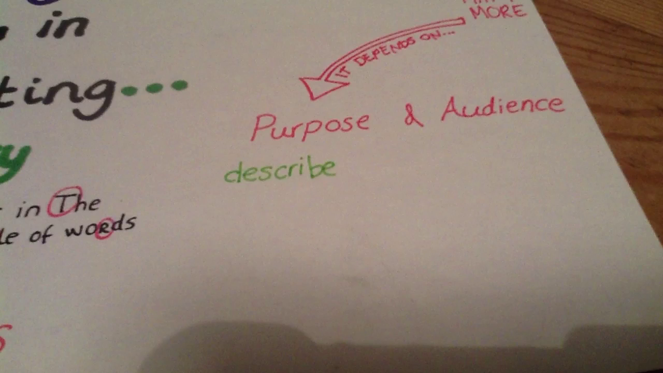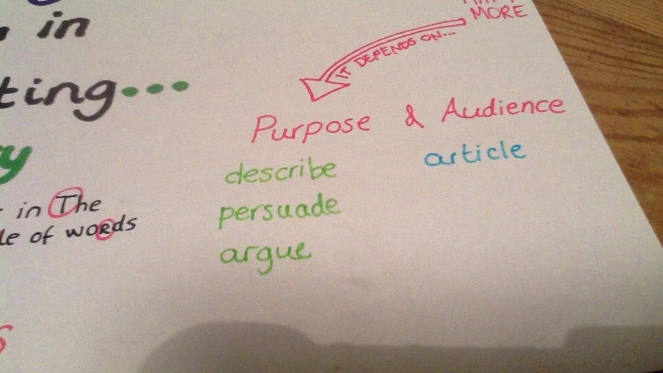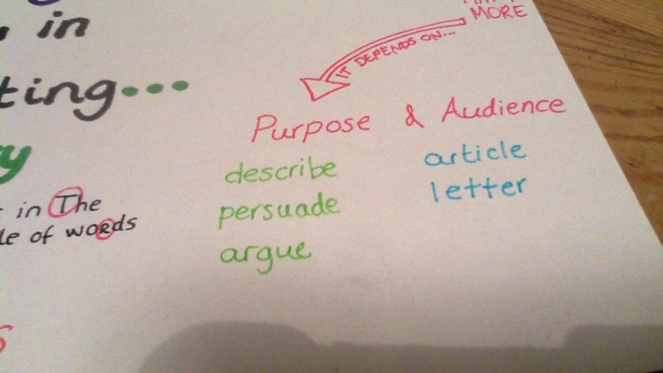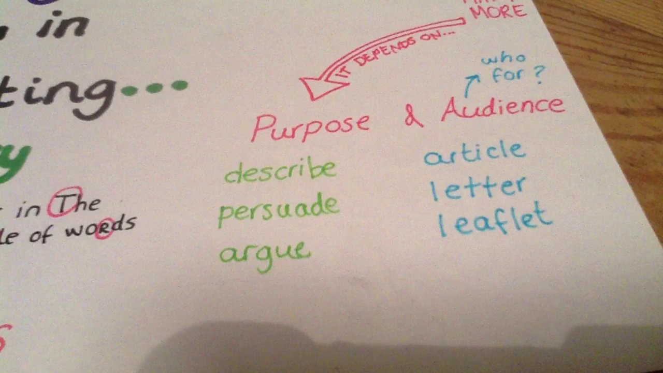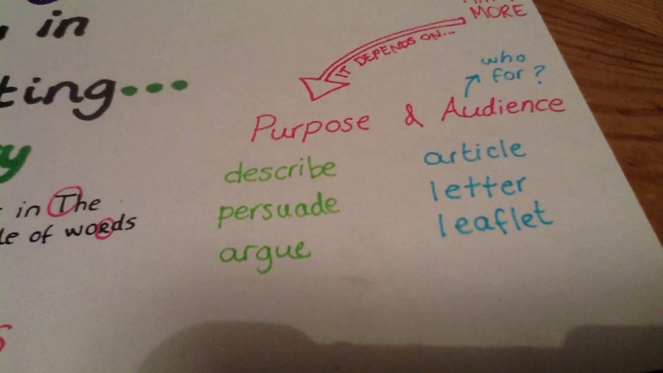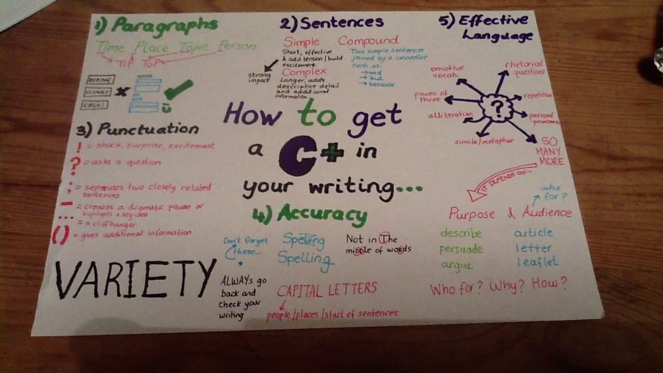Now, there's lots of different purposes. It could be to describe, persuade, argue. There's lots more. And you might be asked to write an article, a letter, a leaflet. There's all different types of writing. Then you have to think about who is this actually aimed at, because that will change the type of language you choose to use. So key ideas is who you're writing for, why you're writing for them, and how.